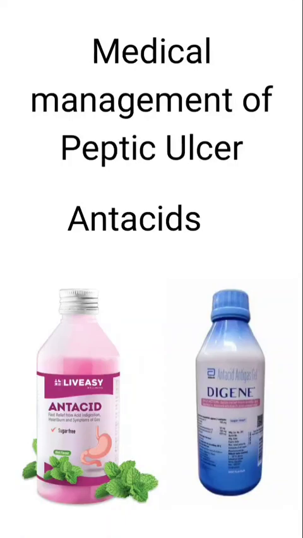So, what you see here is an antacid. What does an antacid contain? Antacid contains aluminium hydroxide, magnesium hydroxide or calcium carbonate. They form a gel that neutralizes the acid. The antacids are the first mode of treatment.